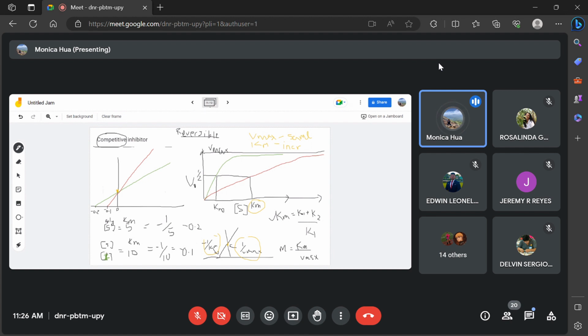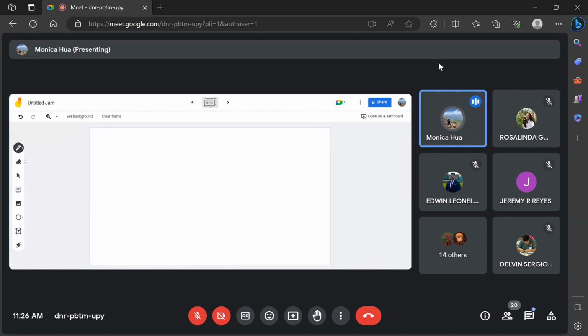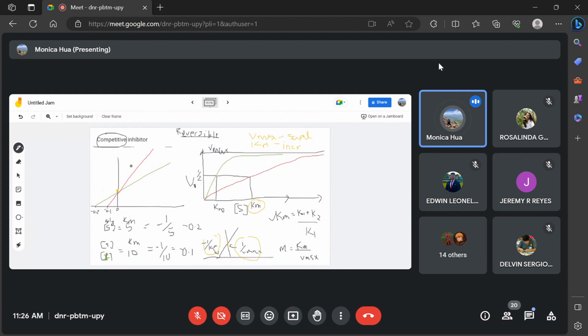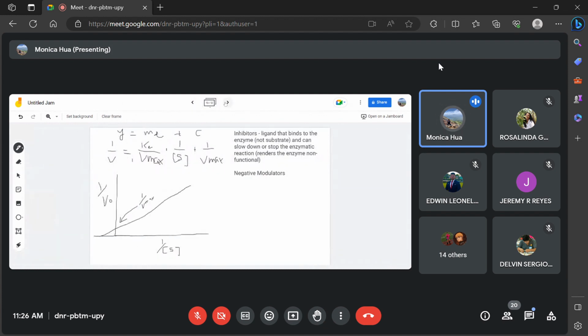Right. Now, there is also another type of inhibitor, which we call non-competitive inhibitor. So the name itself already lets you know what type of inhibitor it is. I'm still going to draw my enzymes, guys. I didn't draw the reaction here for you guys, true?